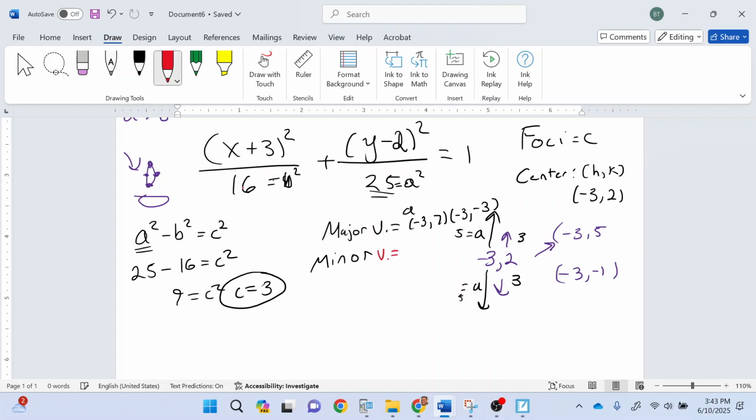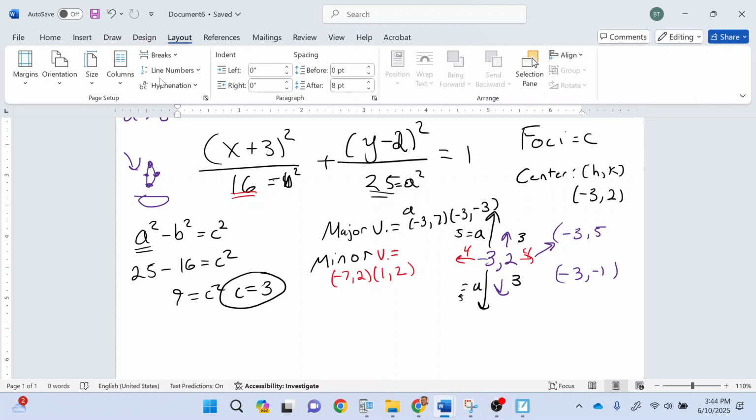are going to be going left and right, because my x is the smaller of the two. In this case, it's going to be my b value, which is 4. So my minor vertices are going to be minus 4, so negative 7 comma 2, and then plus 4, so positive 1 comma 2.